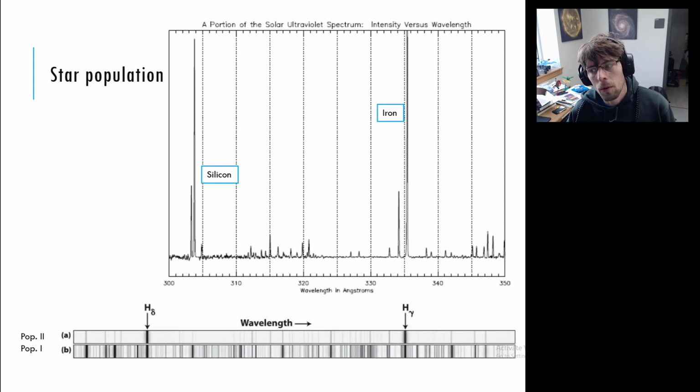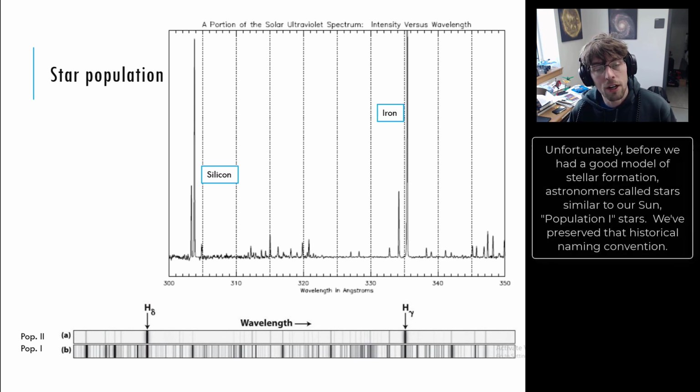Now, I've been using the term generation, but what we would say is that our sun is a population 1 star. Population 1 stars are stars that are dirty. In other words, they contain more elements than just hydrogen and maybe some helium. Okay. So if it just contains hydrogen and helium, it is what we call a population 2 star.